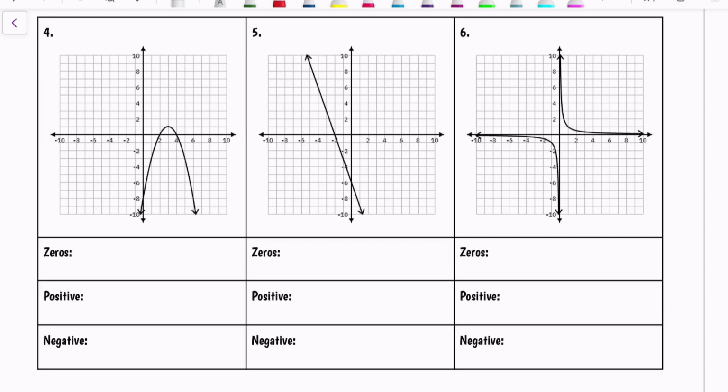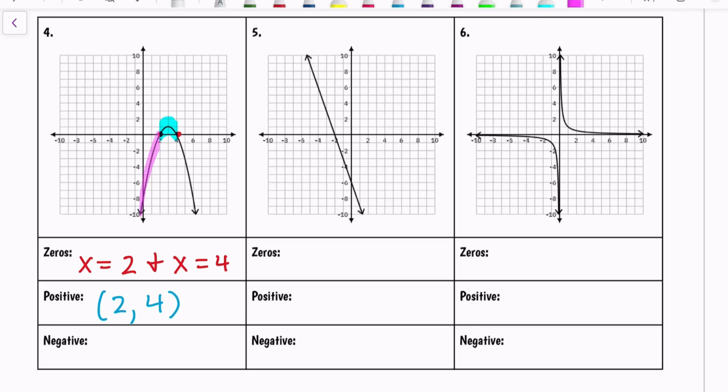My zeros for number 4 are going to be 2 and 4. I have a positive section in the middle of those. It's above the x-axis there. And so when it's not split up, it's a little bit easier to do. We just say 2 to 4.